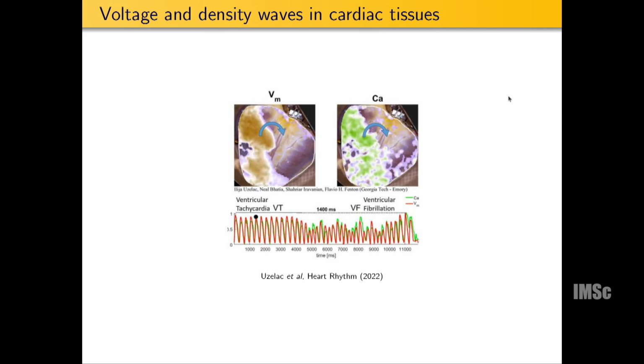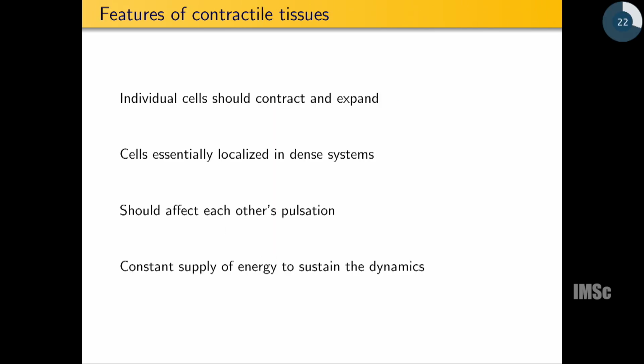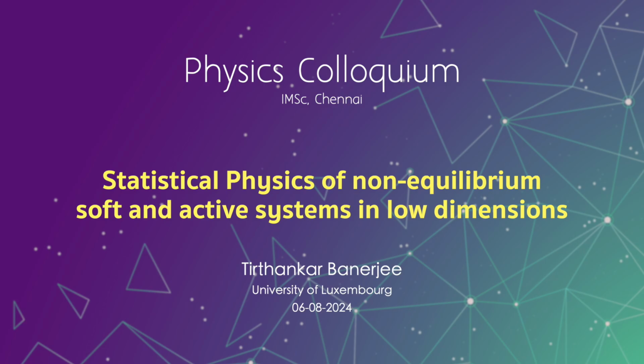Ideally, I am not really trying to understand what the human heart does or what the uterus does. Contractile wave propagation in human tissues or any animal tissues is a very generic feature. So we are trying to understand through a minimal model how these waves come about. What could be the minimal ingredients to build up such a theory?